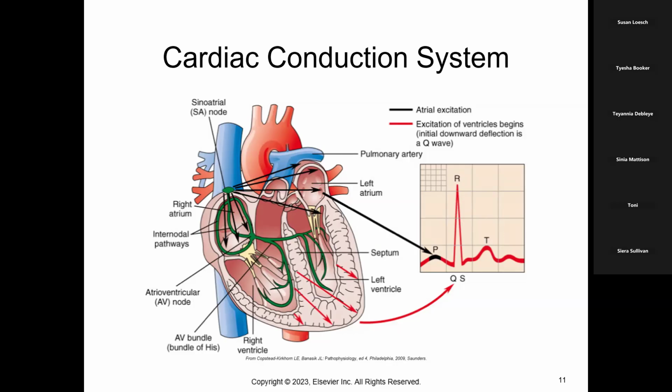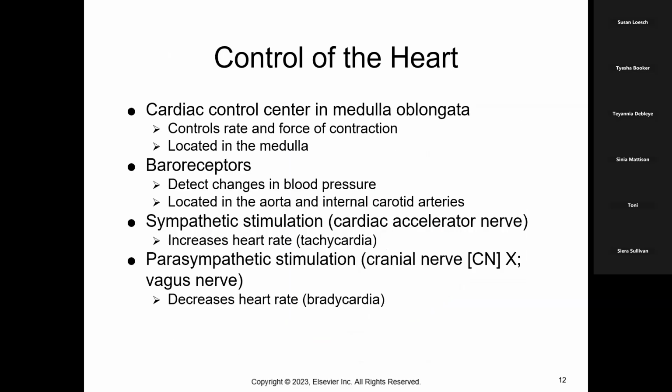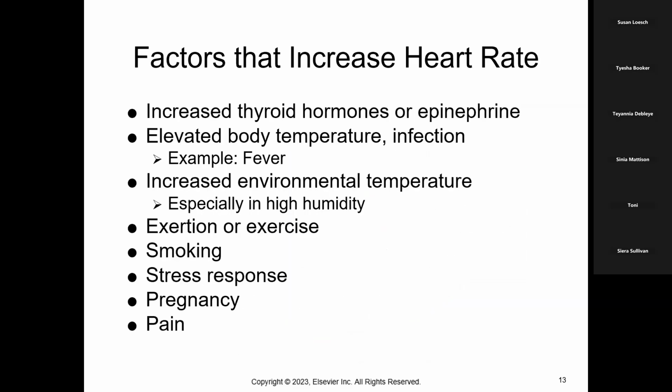You should also be familiar with the factors that can increase the heart rate. Okay, like thyroid hormones, your body producing epinephrine, elevated body temperature, infections, high, humid, hot temperatures, working out, exercising, or moving a refrigerator, shoveling the snow, smoking, stress, pregnancy, pain.